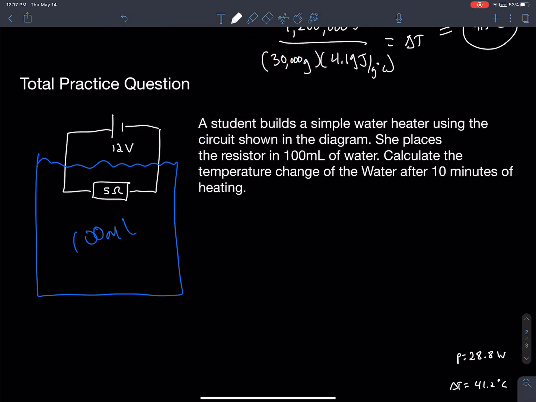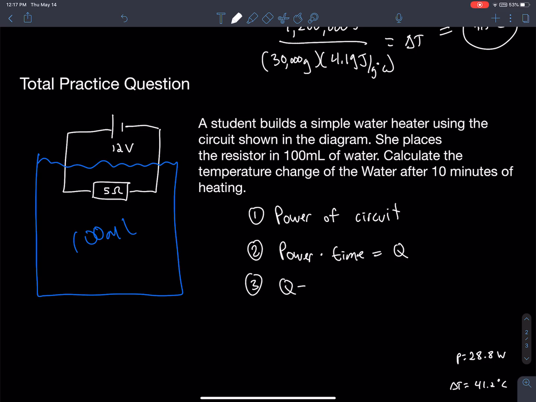It's the same thing. So remember, step number 1, we needed to calculate the power of the circuit. Step number 2, power times time is equal to Q. And step number 3, Q equals MC delta T. So how do we calculate the power of the circuit? Let's erase this bottom stuff and just go with that. First part, the power of the circuit is going to be equal to current times voltage.